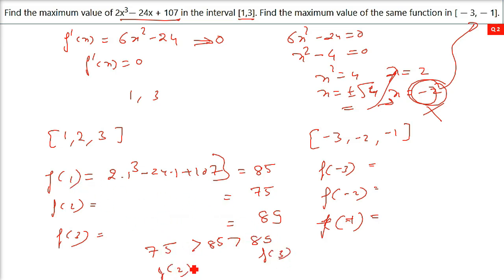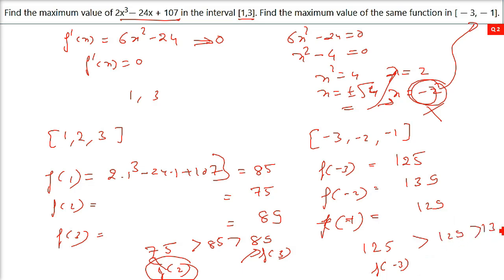75 we received at F2. So F2 is the critical point at which we got 75. 3 is the critical point at which we got 89, which is the absolute maximum. 75 is the absolute minimum. Same here we are going to do. F -3 I'm placing in the equation. Then we have 139, 129, 125, followed by this. We got 129 at -3, and this is 139. So 139 is the highest one, which we got at -2. -2 gave us the absolute maximum, -3 gave us the absolute minimum. So this is minimum and maximum.